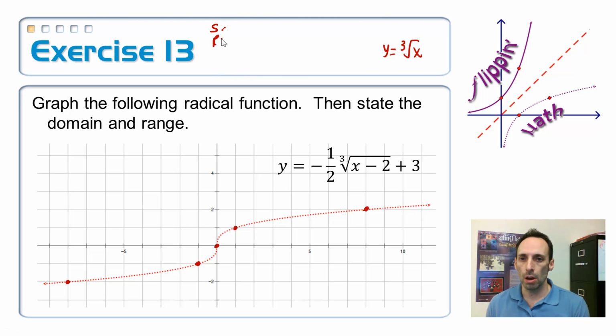S and my R and my T. So what am I S-ing it by? What am I scaling it by? That's the 1/2 that's right out front. So it's 1/2 times the y coordinate. Am I reflecting it? If I look back at the equation, it's got a negative sign in it. So yes, it's across the x-axis.